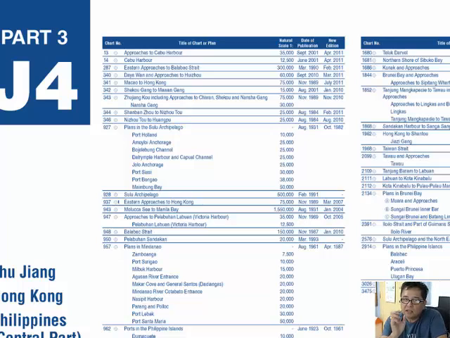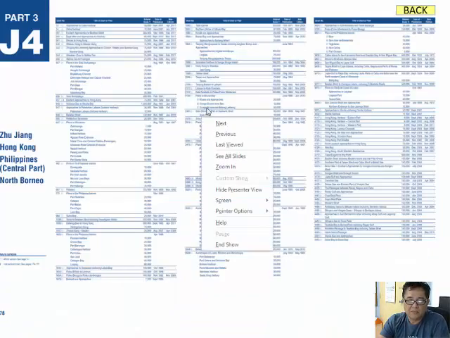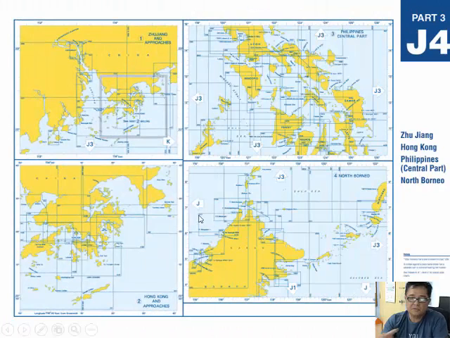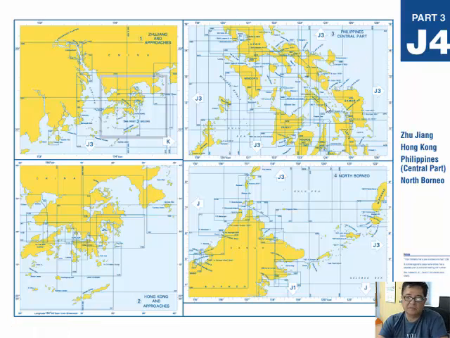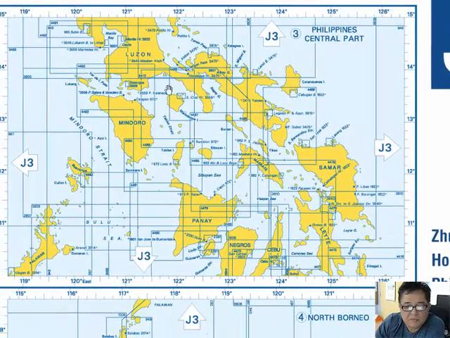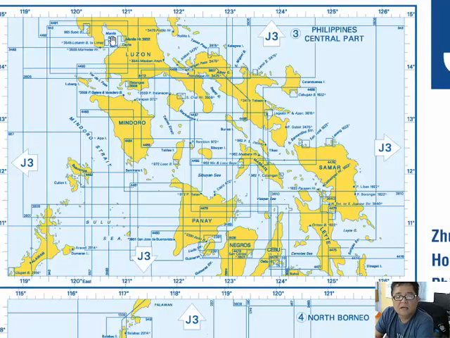But to make it very easy for you to determine what charts you will use, what's the next chart, you'll be using the diagram. The diagram is used like this. This is now your area J4 here. So it's bigger. So here, from Cebu to Manila. Manila's here. Okay, now these numbers represent the charts that you'll be using from Cebu to Manila.